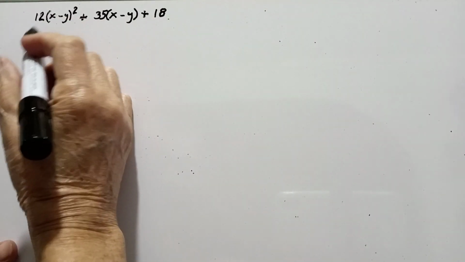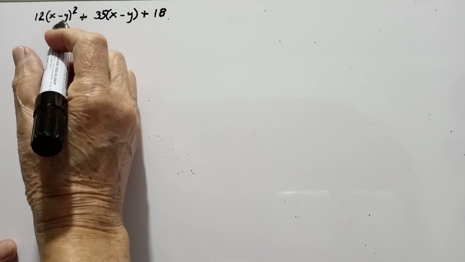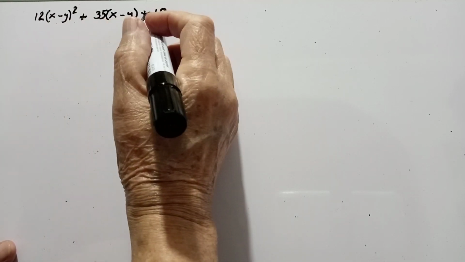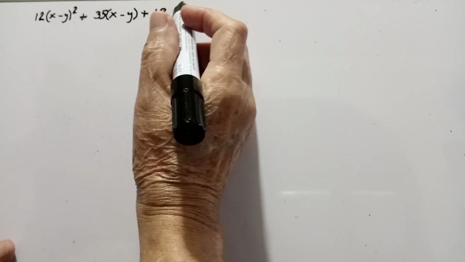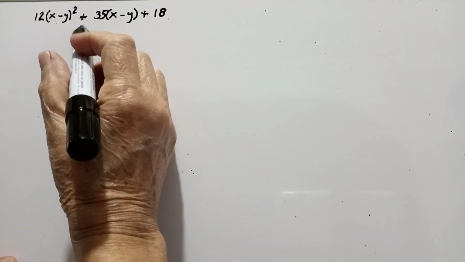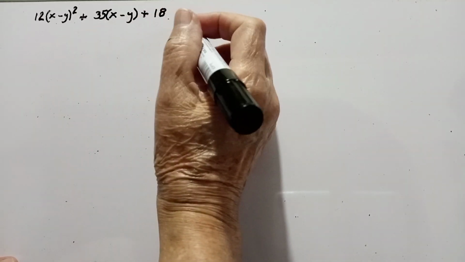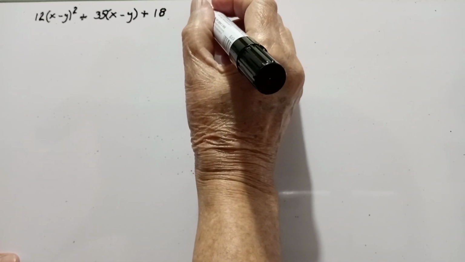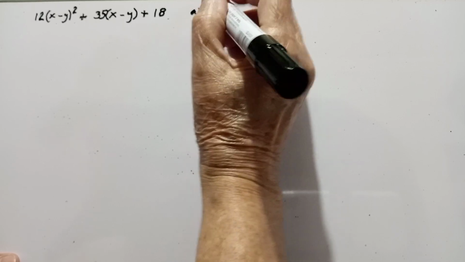We have 12 times quantity (x minus y) squared plus 35 times (x minus y) plus 18. Now, before we factor this quadratic trinomial, let us first consider this equation. So we have to consider this first.